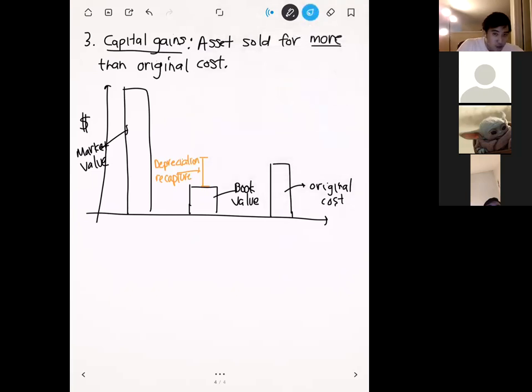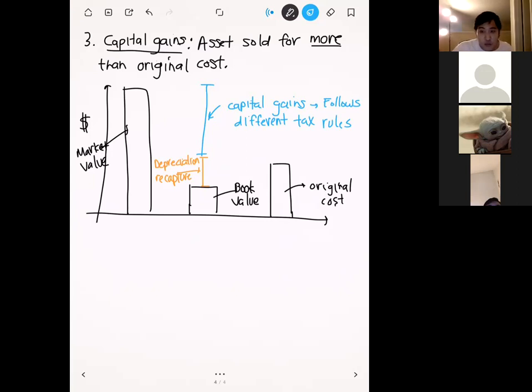And then the amount that you're selling it for over the original cost, this amount right here, this is called capital gains. And this distinction is really important because you're going to get taxed on both of these, or at least you should get taxed on both of these. But this amount in blue right here, capital gains, usually follows some different tax rules than depreciation recapture. And so you're going to get taxed on both, but the amount might be different.